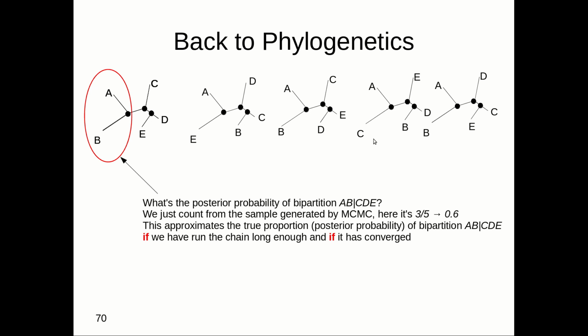Well, this is very easy. We just count from the sample generated by MCMC, and you can see here that AB occurs in one, two, three trees. So it occurs in 3 out of 5 trees. So the posterior probability of bipartition AB|CDE is 3 over 5, which is 0.6. This approximates the true posterior probability of the bipartition, if we have run the chain long enough and if it has converged.